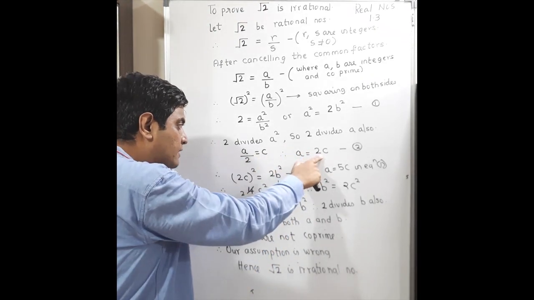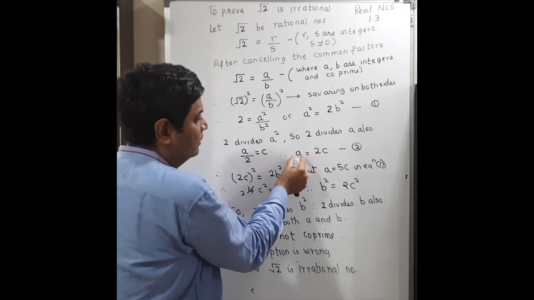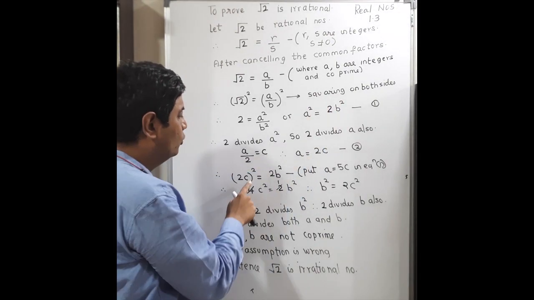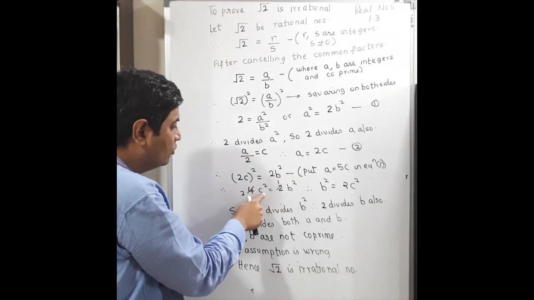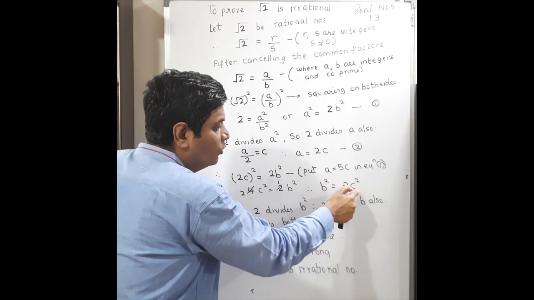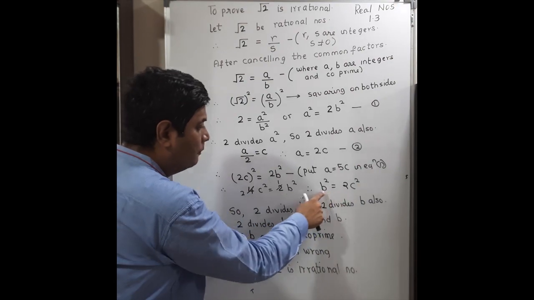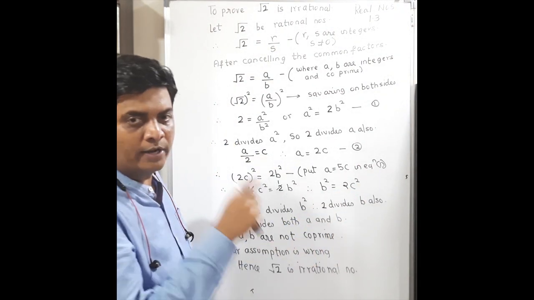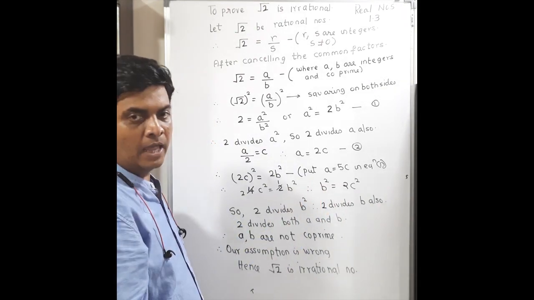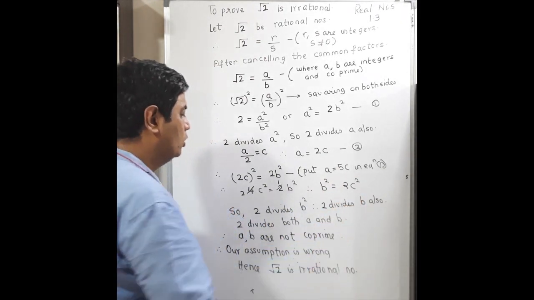Again I square this statement. I substitute a is equal to 2c in this equation. So I get 2c the whole square is equal to 2b square. So I get 4c square is equal to 2b square. Therefore b square is equal to 2c square. So now what do I get? b square is equal to 2 into c square, 2 into an integer. That means 2 can divide b square. And if 2 can divide b square, then 2 can divide b also.